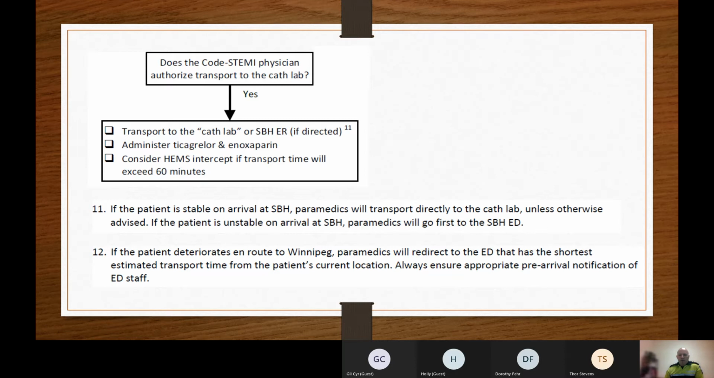So if your patient becomes unstable, you may need to go to the ED first when you arrive at St. Boniface. If the patient deteriorates en route to Winnipeg, paramedics will redirect to the ED. So obviously, if your patient's having an MI and you're whipping by Selkirk and your patient starts going peri-arrest, you can totally divert to your closest hospital and stabilize your patient.